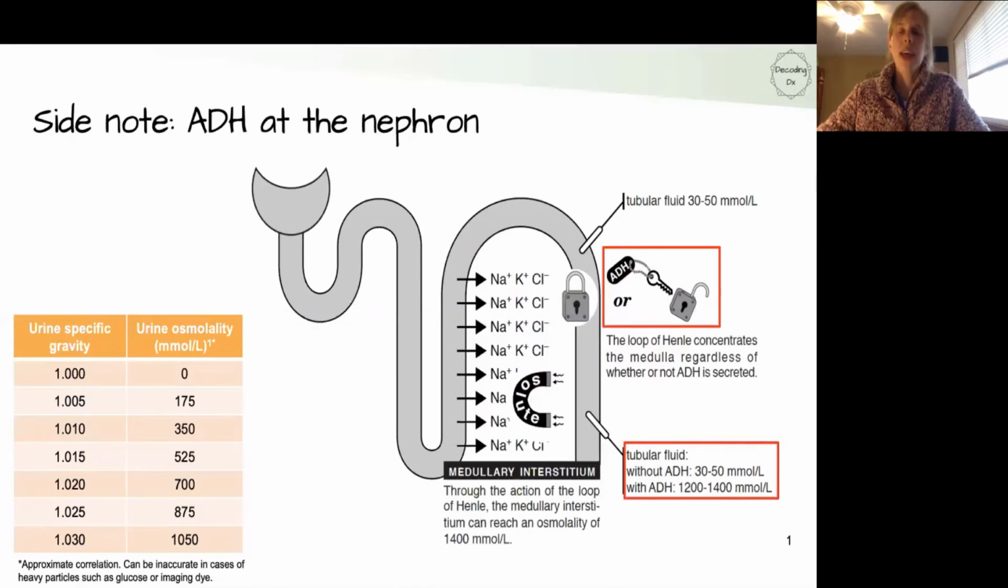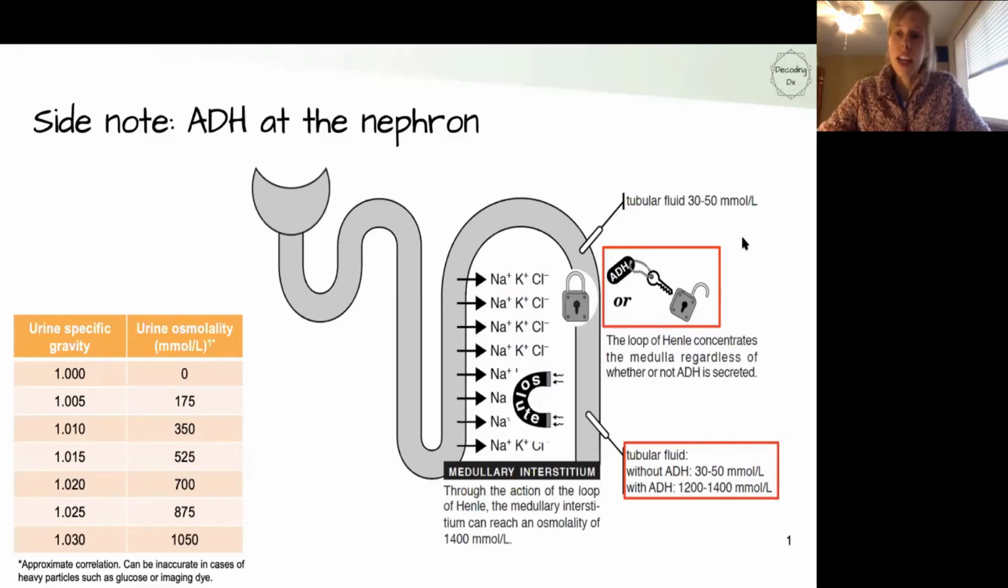As a side note, we can't talk about hyponatremia without talking about ADH and the way that it works at the nephron. So throwback to nephrology, we know that the loop of Henle creates a very concentrated medullary interstitium in the kidney. And so when your body senses that, hey, we need to reabsorb more water, that really strong concentration gradient is there, and it allows for ADH to go over and essentially unlock the collecting duct over on the far side of the nephron.